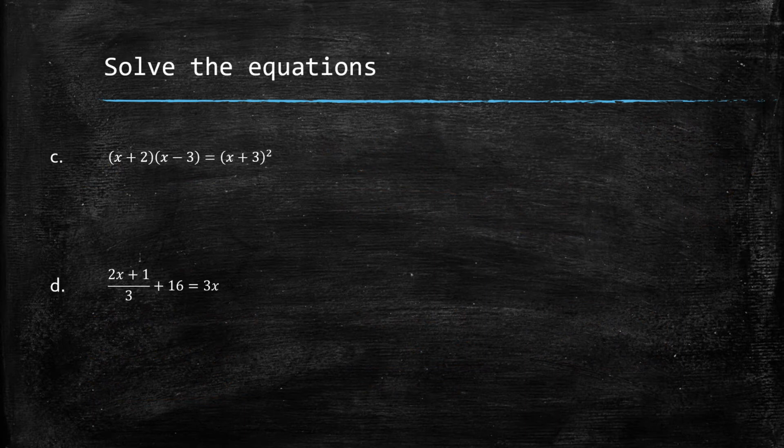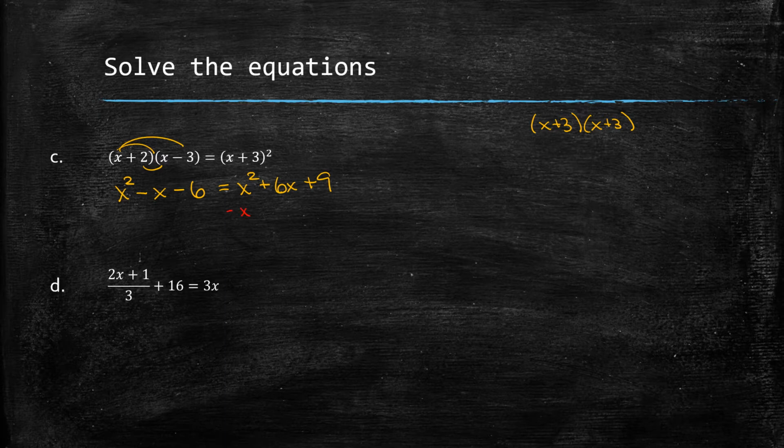Okay, part C. Here I need to start by multiplying things out. So on the left-hand side, when I FOIL, I'll get x squared minus 3x plus 2x. So I'll add those together to get my minus x minus 6. And then don't forget to FOIL on the right-hand side as well. So remember, this is x plus 3 times x plus 3. So when you FOIL that, you'll get x squared plus 6x plus 9.